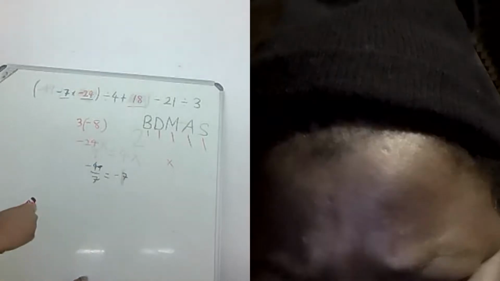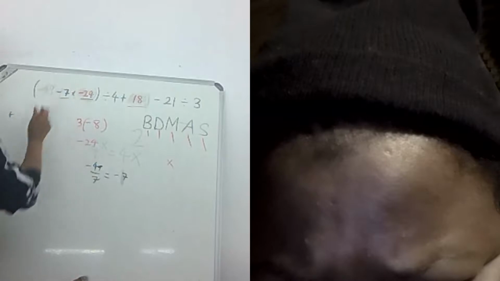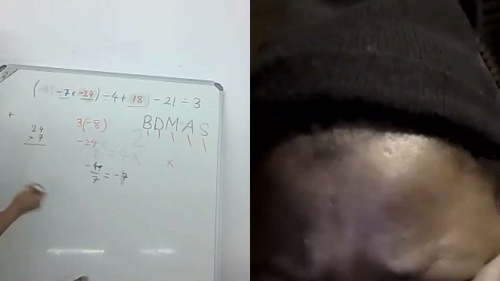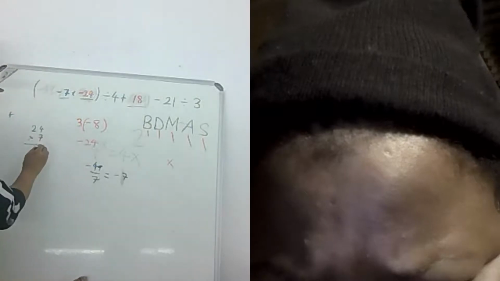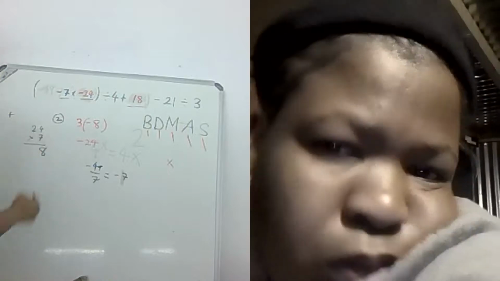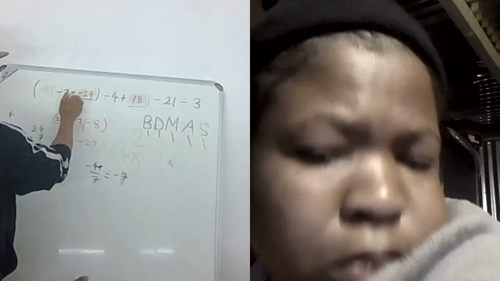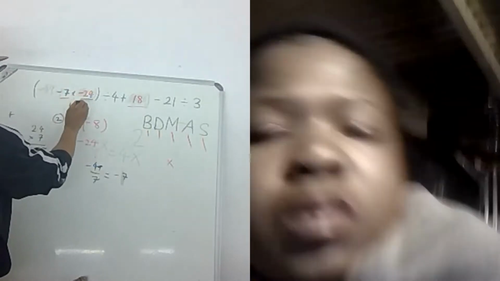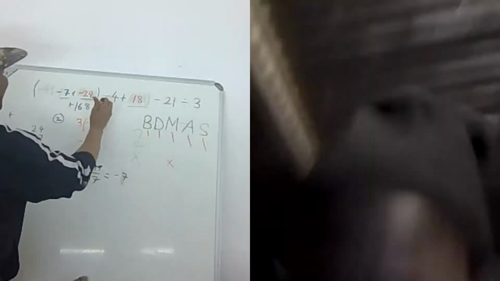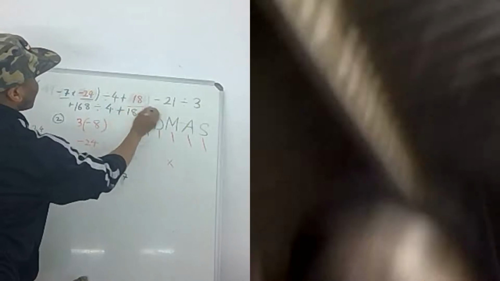Negative 7 times negative 24, you can plug in the calculator. But a negative times a negative is going to give us a positive. 24 times 7: 7 times 4 equals 28, we write 8 and carry 2. 7 times 2 is 14, plus 2 is 16. So all of this is 168. Divide by 4, plus 18.